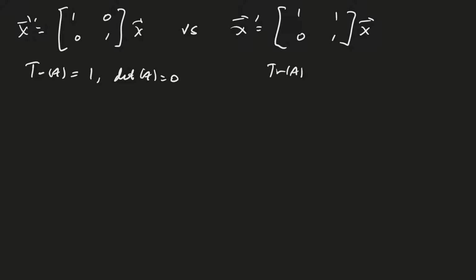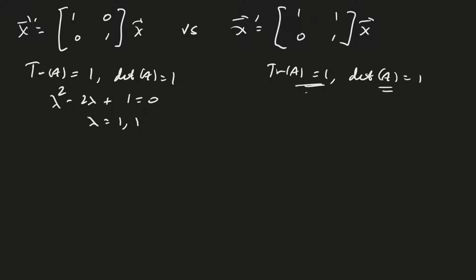Trace, determinant's the same. So that's 1. Okay, lambda squared minus 2 lambda plus 1 equals 0 means lambda is 1 and 1. And so this is going to give us the same solution. So we're going to have lambda equals 1 and 1.